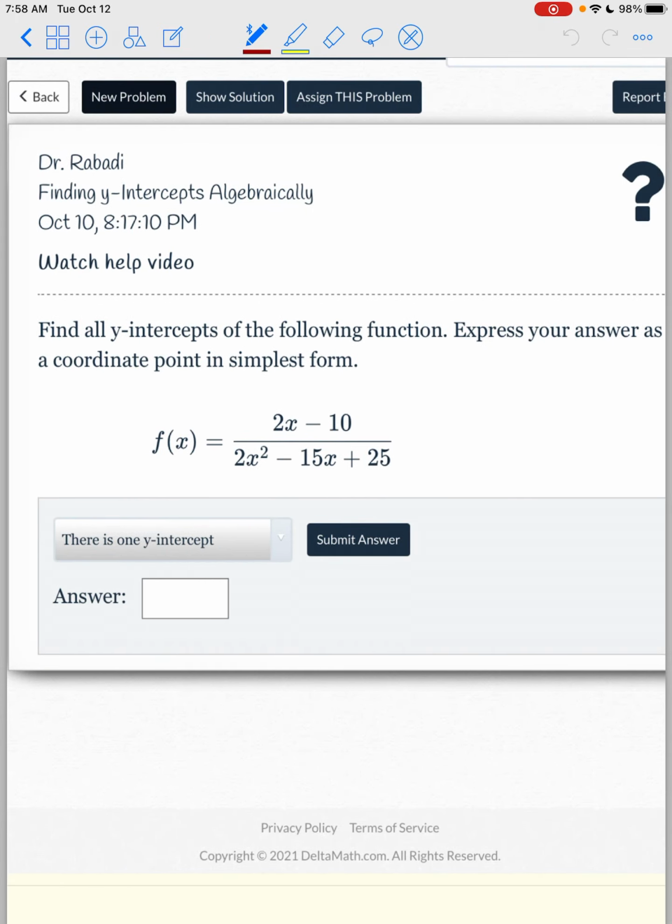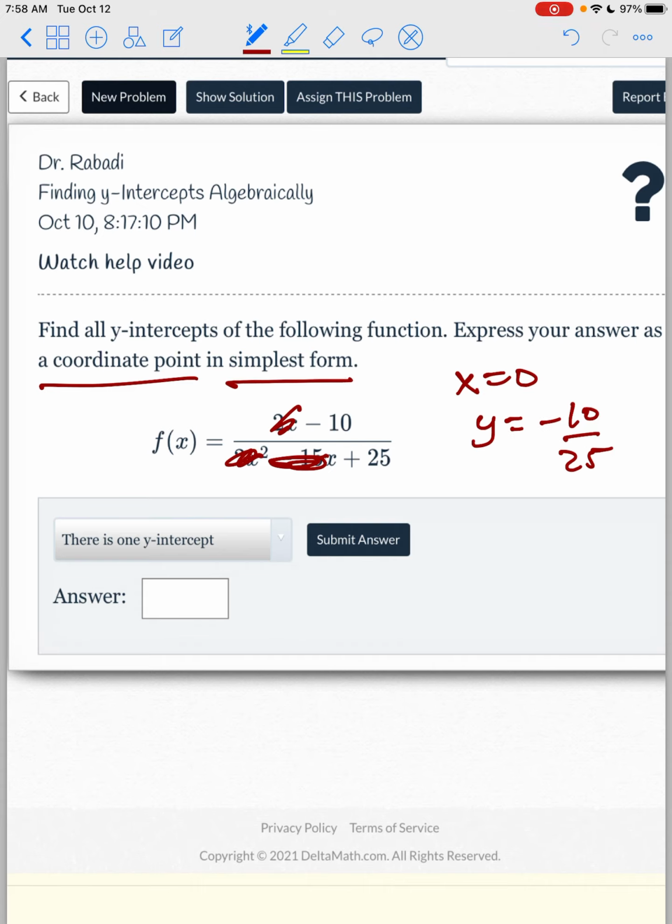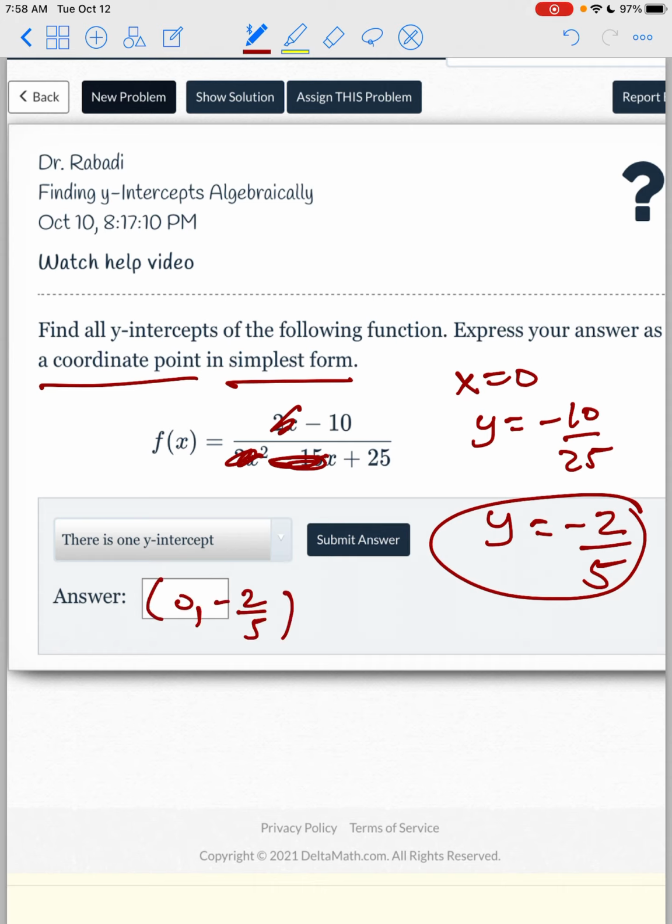My final one is the y-intercept. The y-intercepts are the easiest. You have to, again, write your answer as a coordinate point. The y-intercept means substitute x to be 0. So this disappears, this disappears, this disappears. Then your y would be negative 10 over 25. You want it in simplest form. They both have a 5 in common. And so you write down here, 0, negative 2/5.